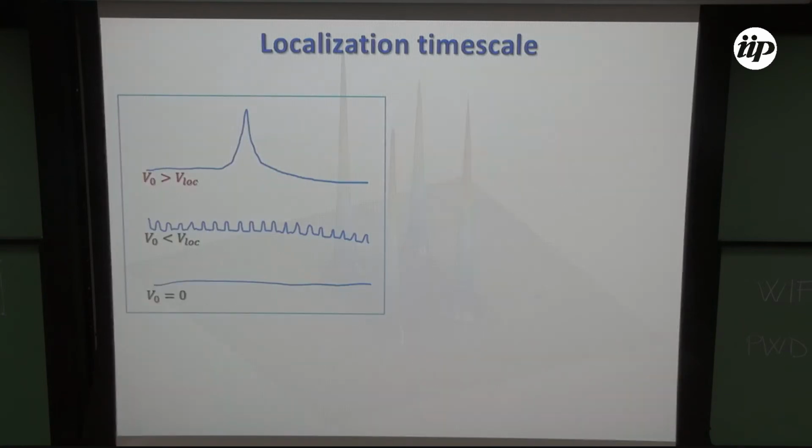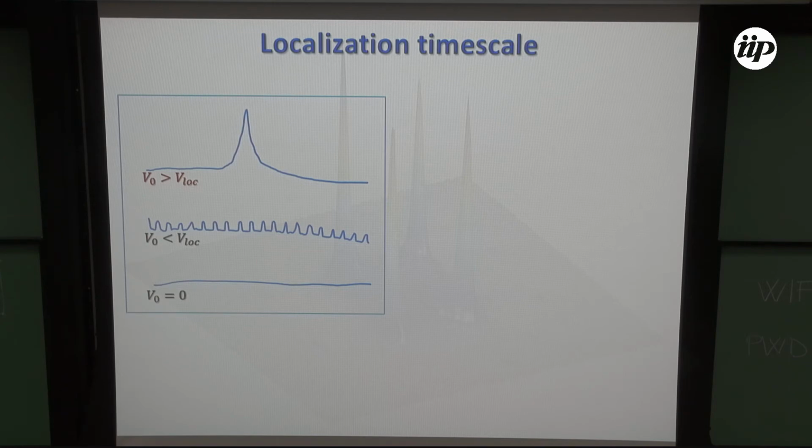Now we can ask, what happens if I have a localization transition? What happens if at some point, instead of a Bloch wave, I have this localized wave function, which is exponentially localized at one point? Then you can intuitively argue that this must take a very, very long time, and you can argue this in two ways. The first way is to think about transport of particles.